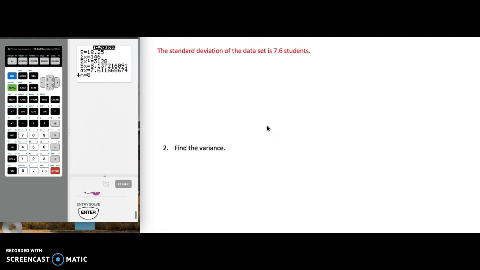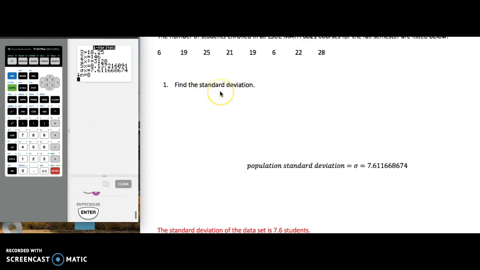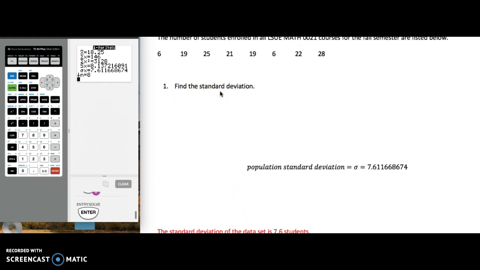If we were actually to calculate the standard deviation by hand, you can think of it as an average distance. The standard deviation represents, on average, how far all of the data values in the data set deviate from the mean of that data set. The mean was 18.25. So on average, how far do these numbers deviate away from 18.25? I always like to talk about standard deviation as an average distance.